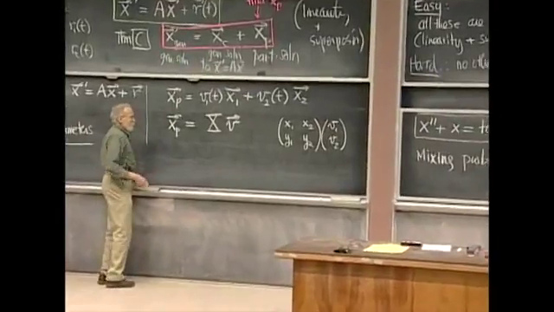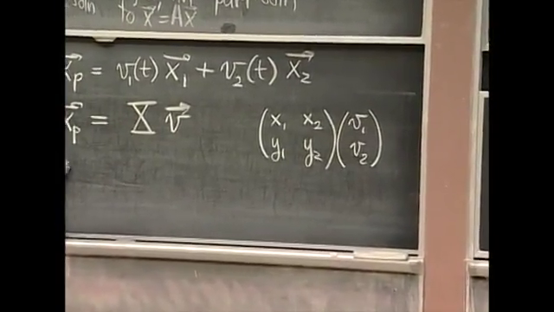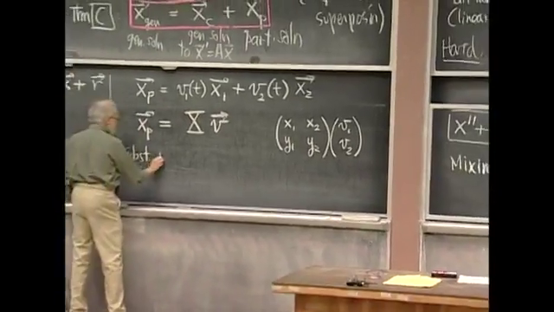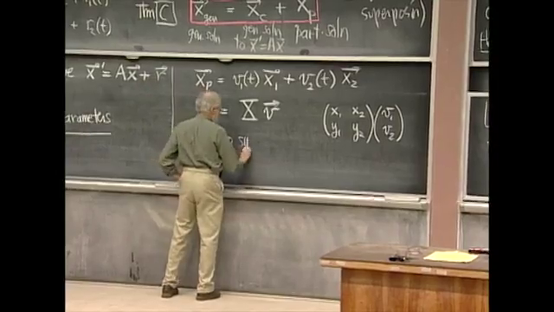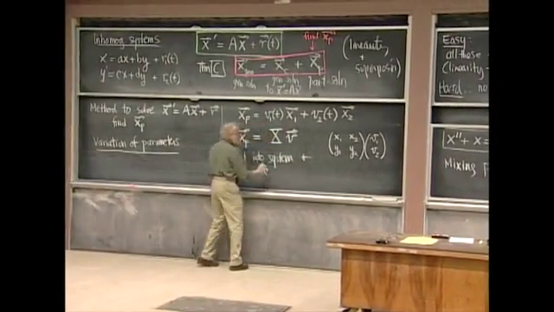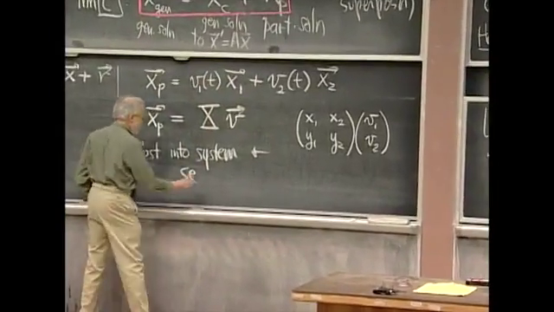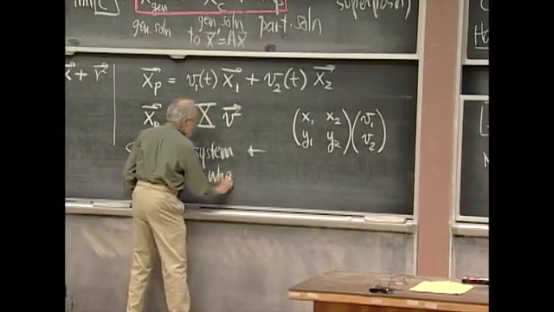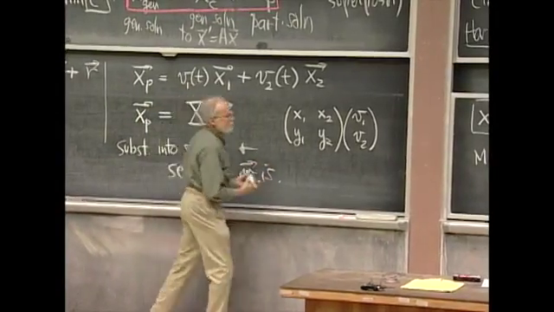So the rest of the program is very simple. Substitute into the system, in other words, and see what v has to be. That's what we're looking for. We know what the x1 and the x2 are. It's the question of what those coefficients are, and see what v is. Let's do it.